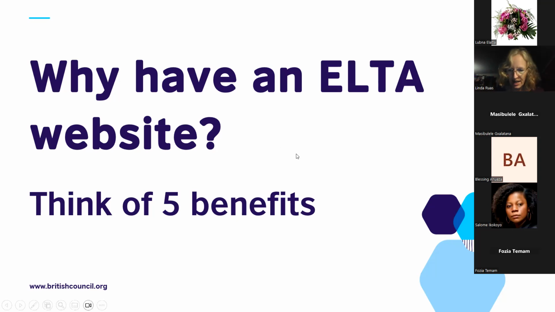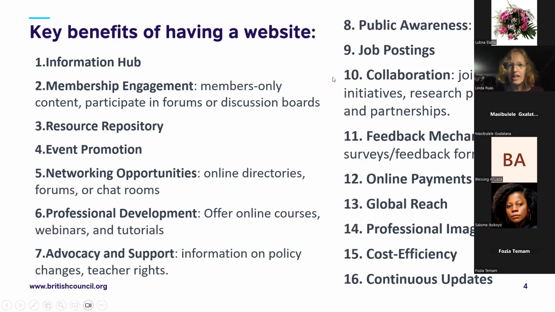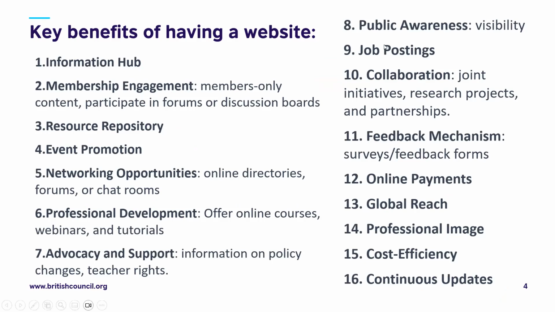Okay, I have here, this is actually from ChatGPT, I think. It's 16 key benefits of a teacher association having a website. So if we have a little look through this, there's information hub. Yeah, we've had that point. Membership engagement, and you can have sections just for members in forums or discussion boards for communication. Resource repository, yes, as Sally said, keep all your stuff there.